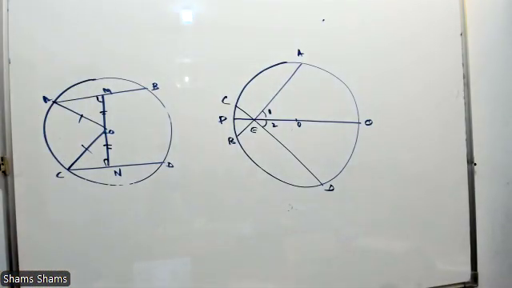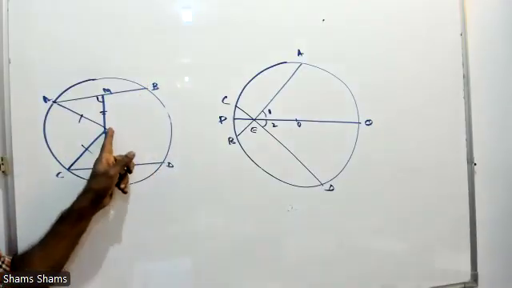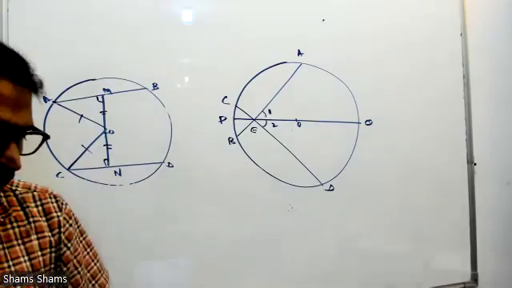If AB equals CD, don't need to prove, then OM equals ON. Clear now? Equal chords of a circle are equal distance from the center. That means if AB equals CD, then OM equals ON. Okay. Clear now? Next theorem.